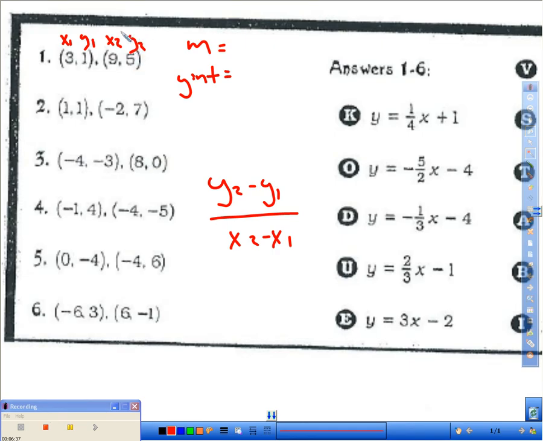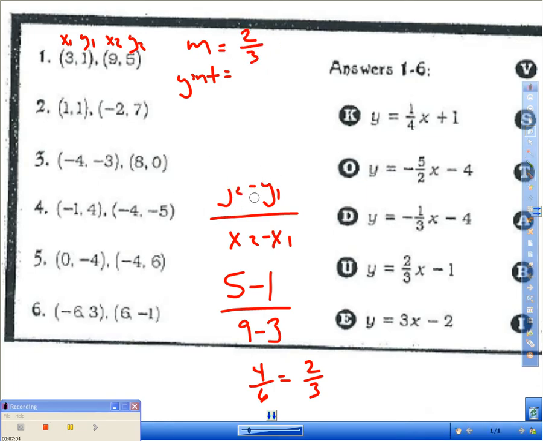So y sub 2 minus y sub 1, that's going to be 5 minus 1 over 9 minus 3. And then if we simplify that, we would get 4 on top and 6 on bottom, which would reduce down to 2/3. So the slope of a line that passes through those 2 points is going to be 2/3.